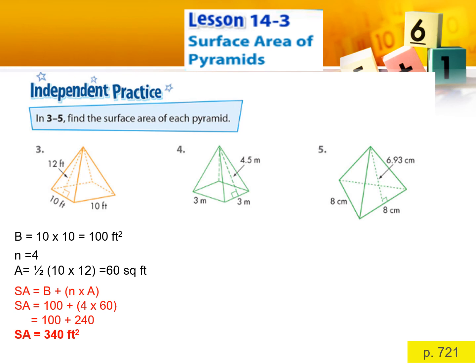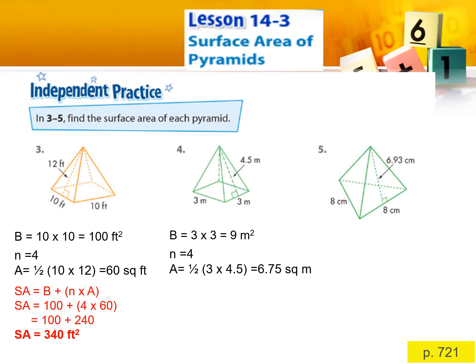Now, for given number 4, it's also a square pyramid. So we'll be using the same formula. So first, get the area of the base. So it's a square. So we will use the formula s squared. So 3 times 3, you will get 9 square meters. And the number of faces is 4.